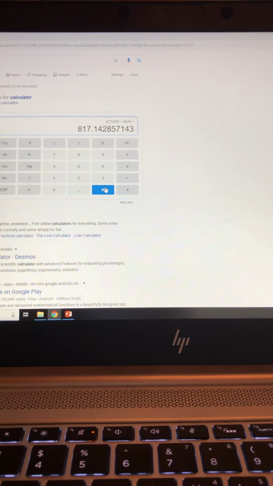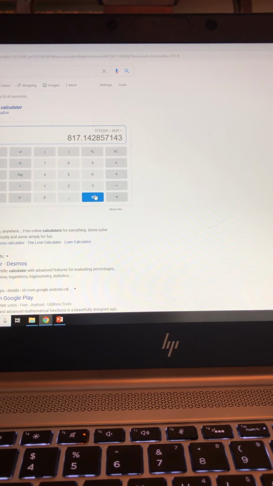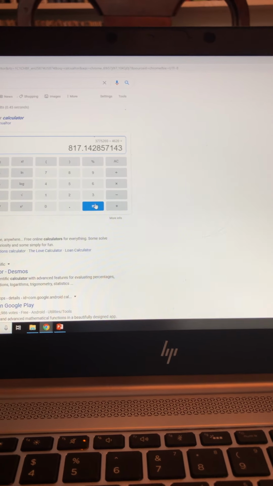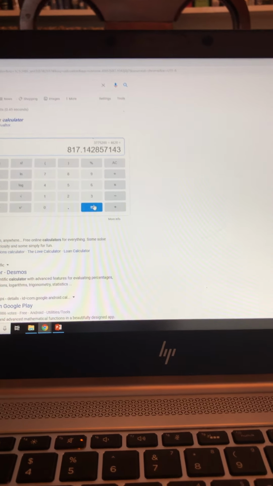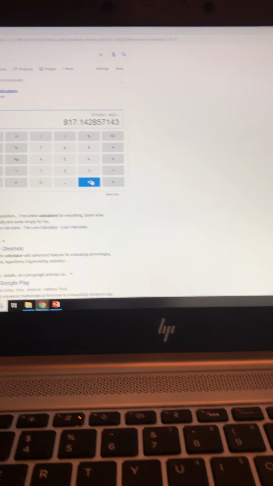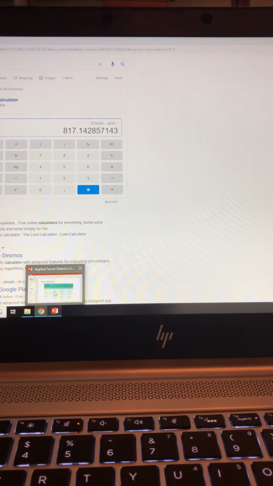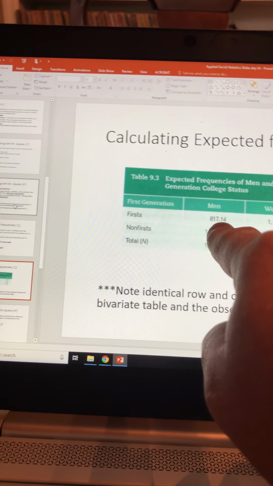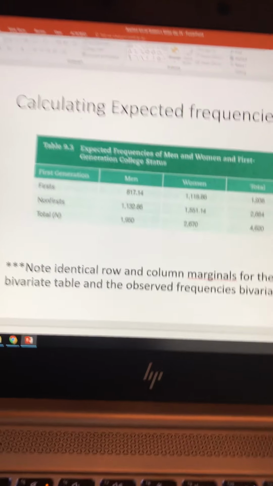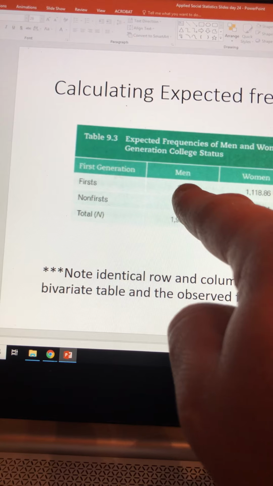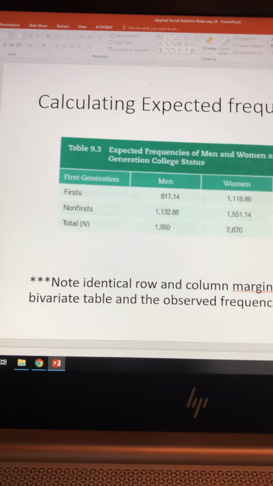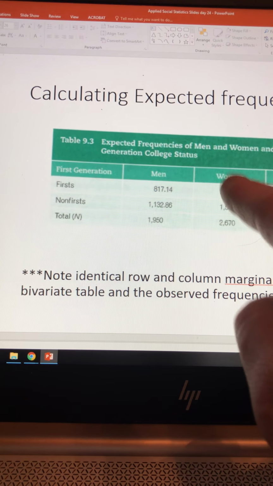It's not going to really matter if you round that down, especially since, think about it, we're talking about people. So obviously we can't have 0.14 of a person. But when you're doing the expected frequencies, I wouldn't round too early, though it's really not going to make a huge difference. So if you want to round that to 817, that's totally fine. But if you want to put 817.14 in, that's also fine. Just so I can be consistent with your book, here's that 817.14. So basically these are the expected frequencies for men first generation, men non-first, women first, women non-first. So this number came from the calculation of the row marginal times the column marginal divided by n.